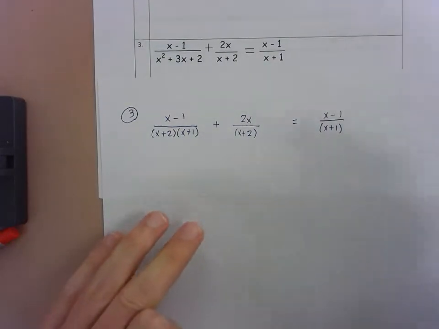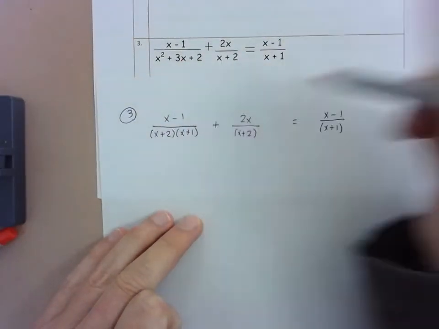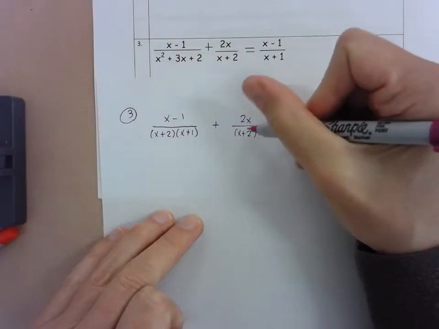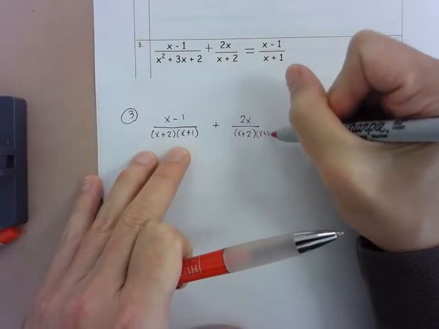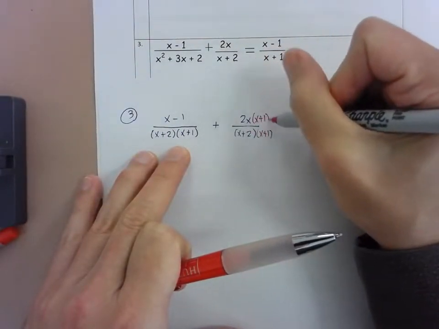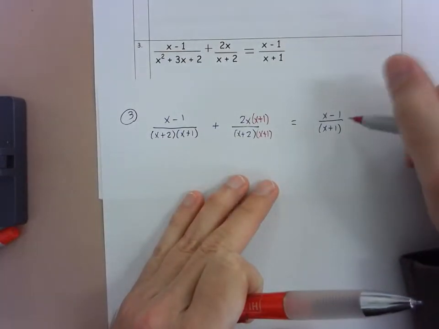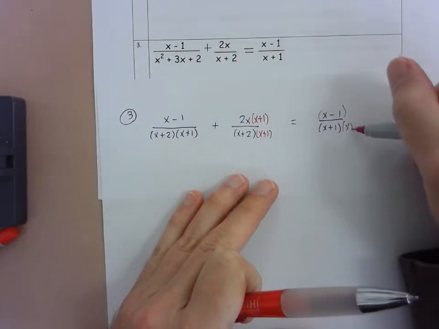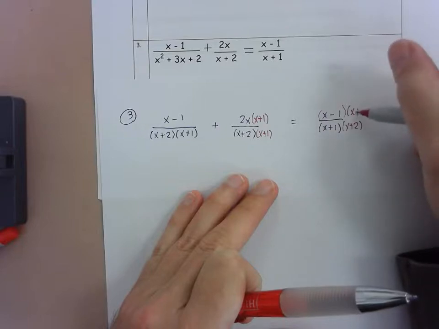All right, let's get my common denominators. The left one doesn't need anything. The x plus 2 needs an x plus 1. So I'm going to copy that on the top as well. The x plus 1 needs an x plus 2. So I'll copy that.